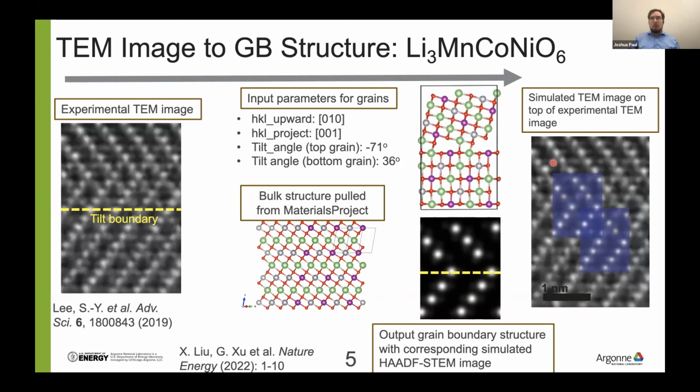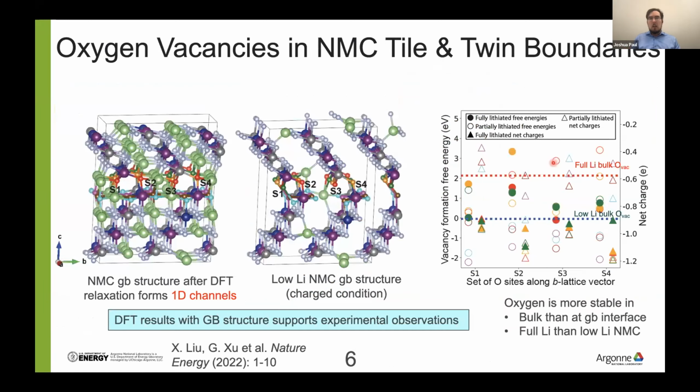After obtaining that, further calculations can take place. What was done was relaxation using density functional theory, which found that there were 1D channels forming in the highly lithiated cathode state. The oxygen evolution occurred over charge and discharge cycles, and so a low lithiated state was calculated for the same material, and the stability of oxygen in these states was identified. The first observation was that oxygen was more stable in the bulk of the material than at the grain boundary.